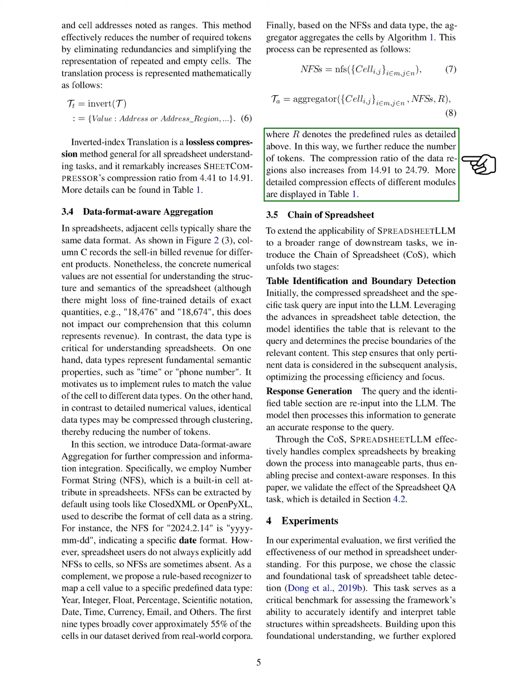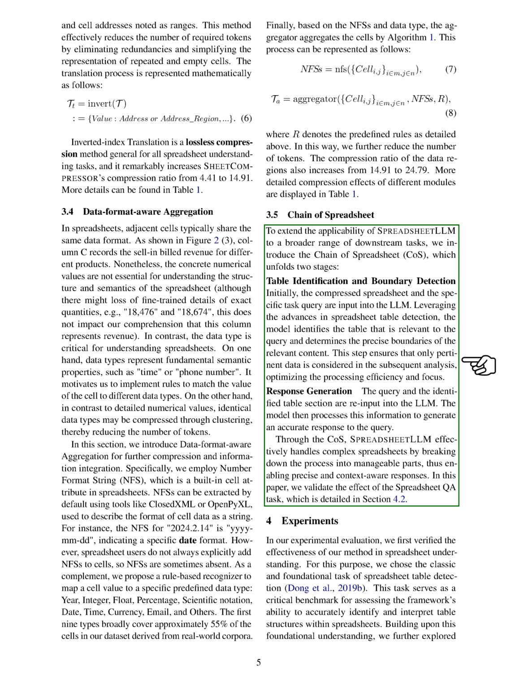Furthermore, we discussed the chain of spreadsheet, which involves table identification and boundary detection. Here, the model identifies the relevant table based on the query and determines the precise boundaries of the content, optimizing processing efficiency. In response generation, the model processes the query and table section to generate an accurate response. Through these steps, SPREADSHEETLLM effectively handles complex spreadsheets by breaking down the process into manageable parts, enabling precise responses.